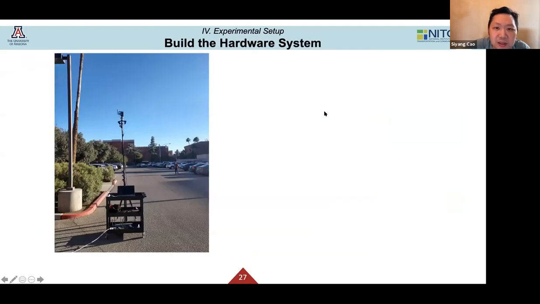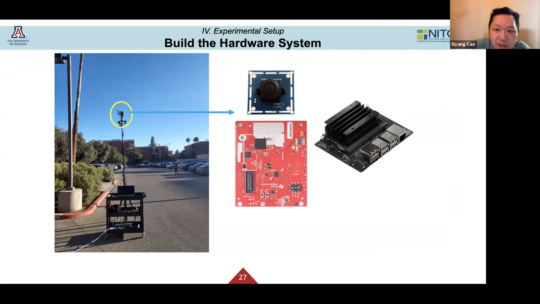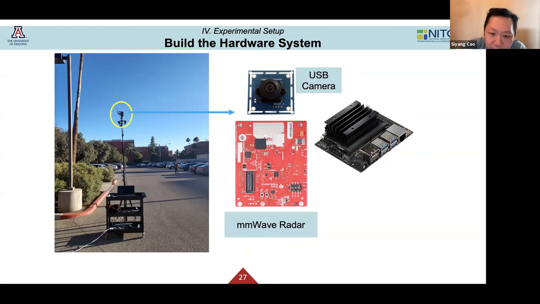So next is the experiment setup we have. For this experiment, we have automotive radar. First is the USB camera, which helps us collect some visual background of what is happening. And we have the millimeter wave radar, the TI AWR1843, which is a TI 77 gigahertz radar. And we also have the data processing unit to collect the data and do the signal processing.